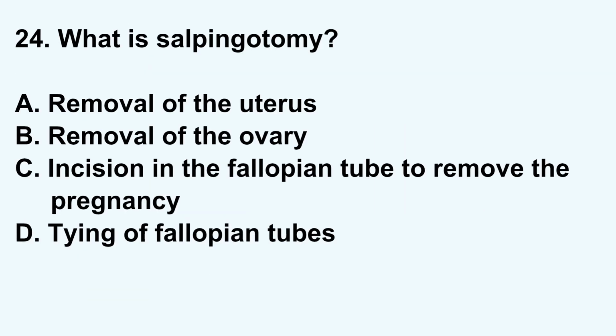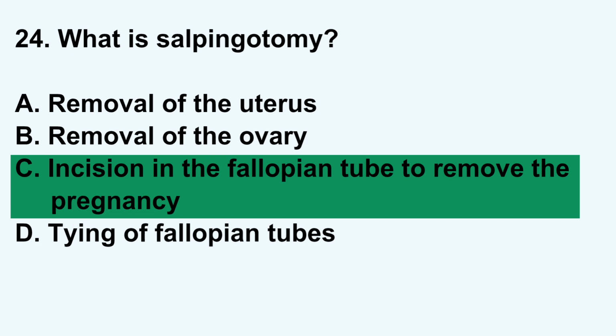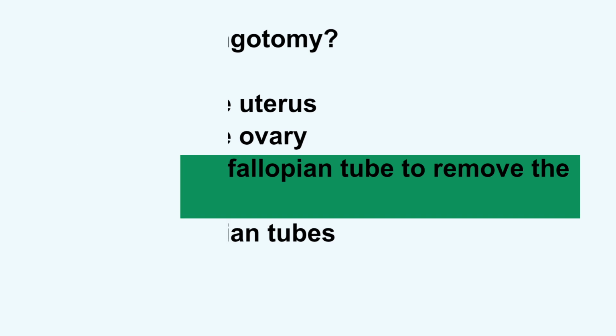What is salpingotomy? A. Removal of the uterus. B. Removal of the ovary. C. Incision in the fallopian tube to remove the pregnancy. D. Tying of fallopian tubes. Correct answer, C. Incision in the fallopian tube to remove the pregnancy.